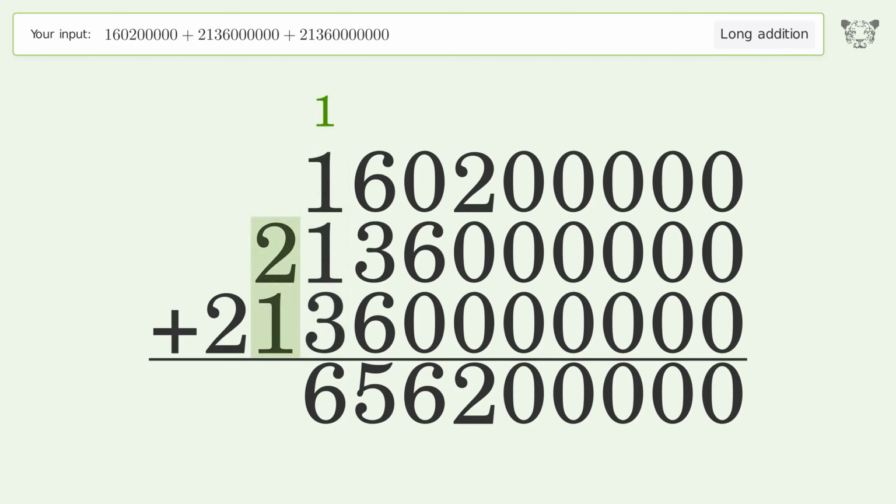2 plus 1 equals 3. Write 2 in the 10 billions place. And so the final result is 23,656,200,000.